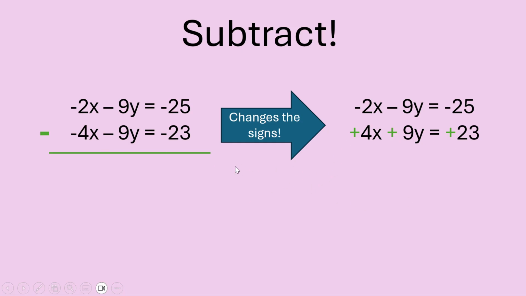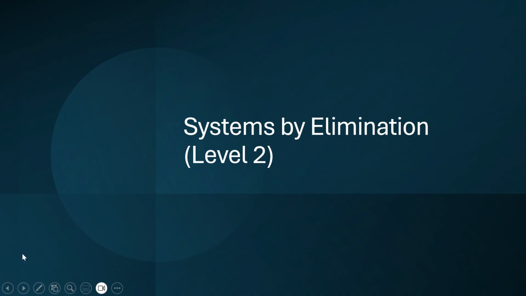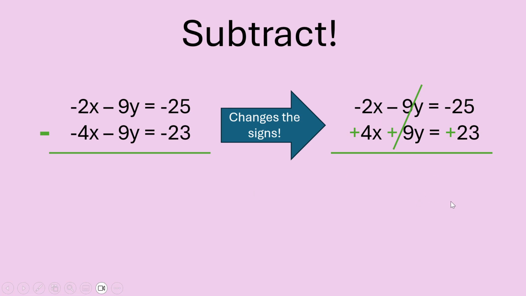If they're negative, they become positive. If they are originally positive, they become negative. And now you can see here that they will combine and cancel. We see negative 9 plus 9 will cancel, and then you can solve as usual.